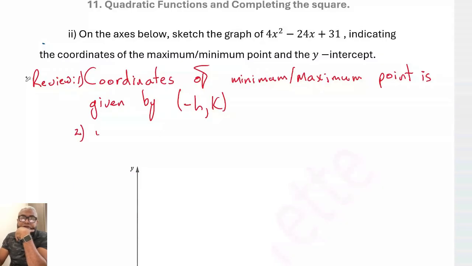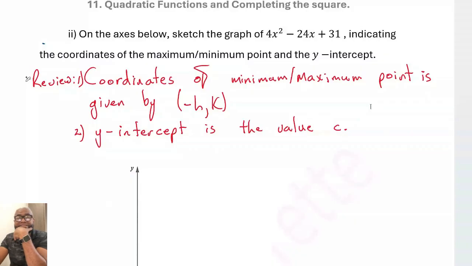Number 2, what is my y-intercept? My y-intercept is the value of, boom, the value of c. Write it down. I don't care if you have it already. Write it again. This is how we're going to memorize these things.